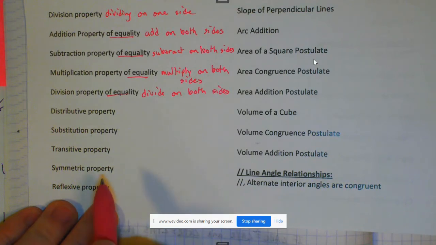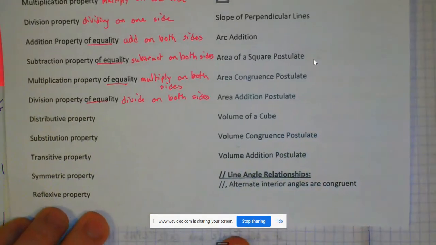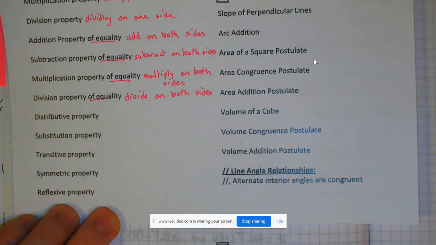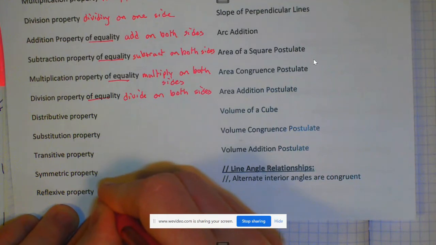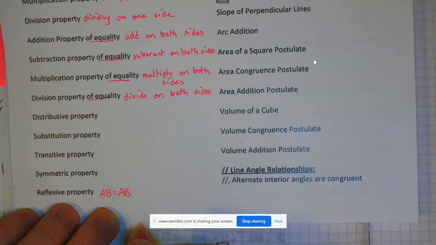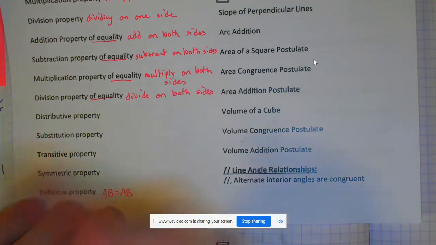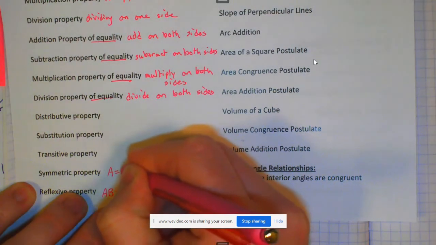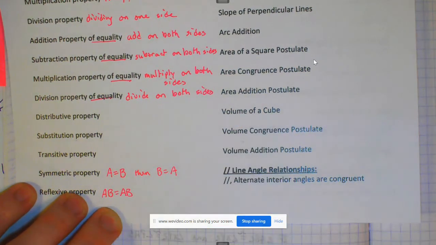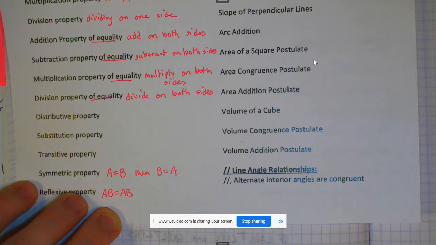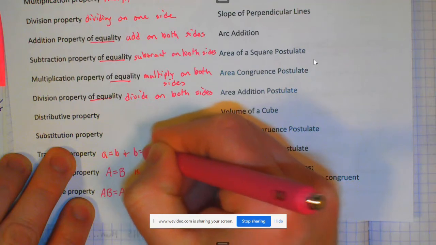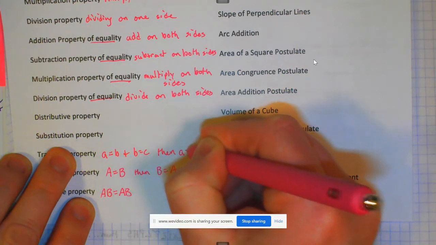Reflexive, symmetric, transitive. Let's go ahead and put a definition here. Reflexive is the one where we're looking into the mirror, so something is itself. So we're going to say like AB equals AB. It's equal to itself. The symmetric property is we can write it either way. So let's say A equals B, then B equals A. We can reverse that order. The transitive property is the linking property. So A equals B, and B equals C, then A equals C.